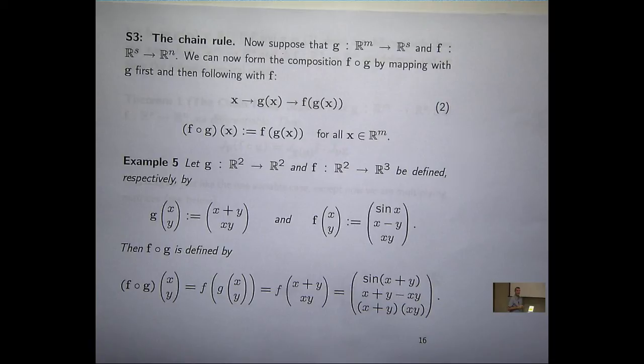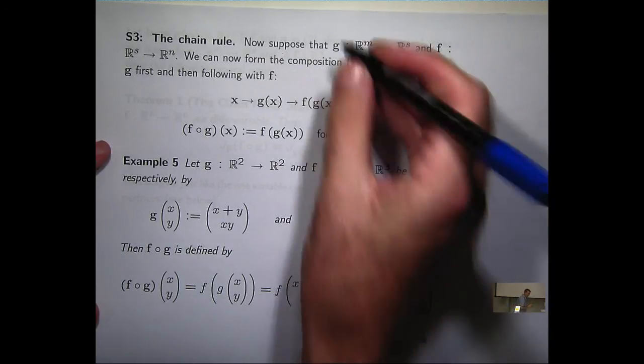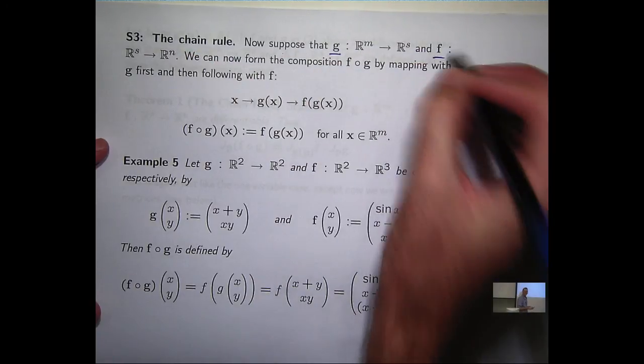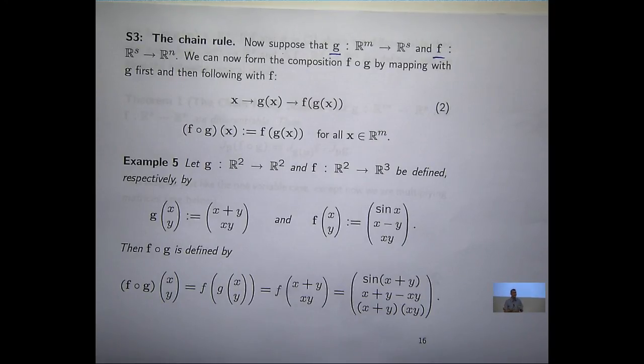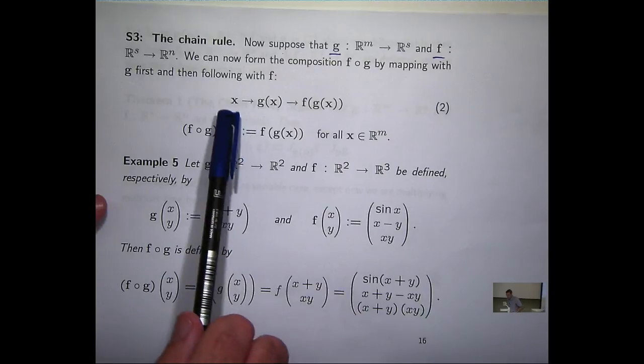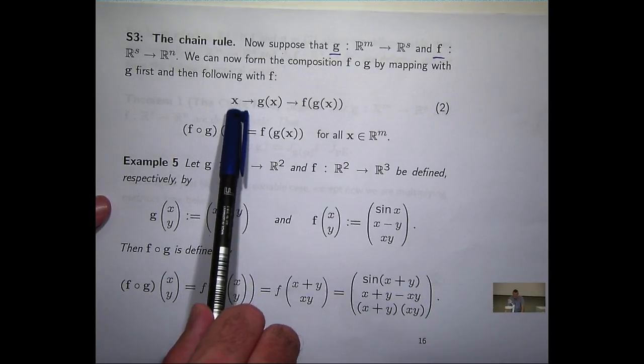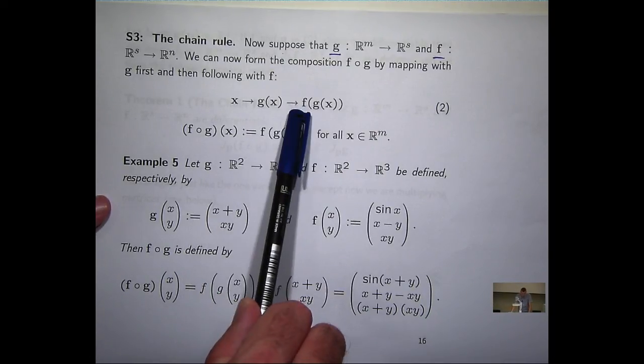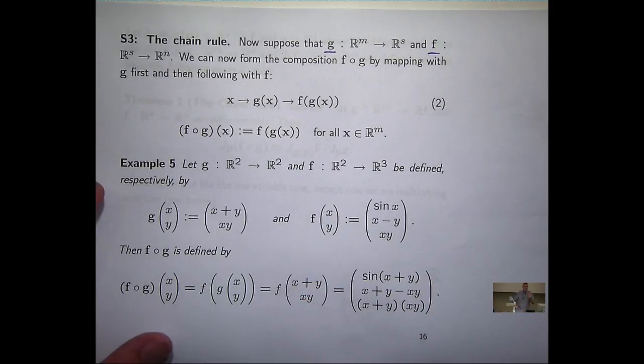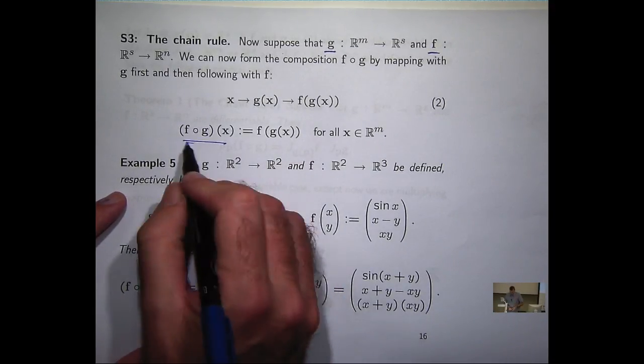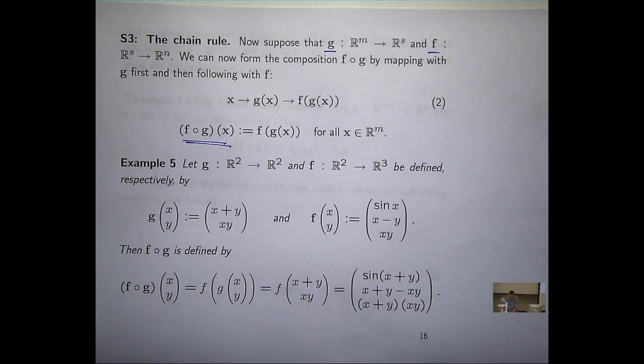Okay, so the chain rule. Suppose we have two of these vector-valued functions of many variables. We have some mapping which maps the vector x to g of x, and then f acts on that g of x. Now, the technical way of writing this composition is f of g of x, or f∘g of x.